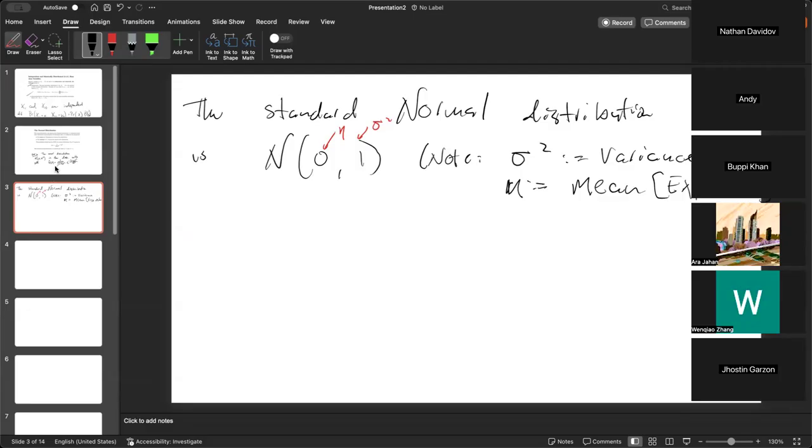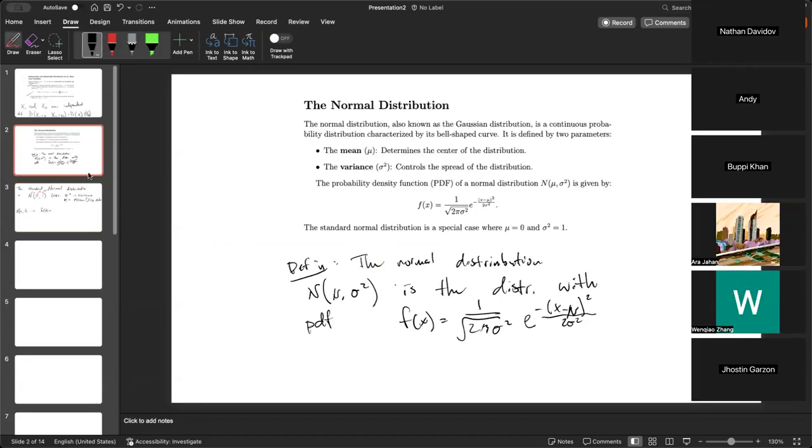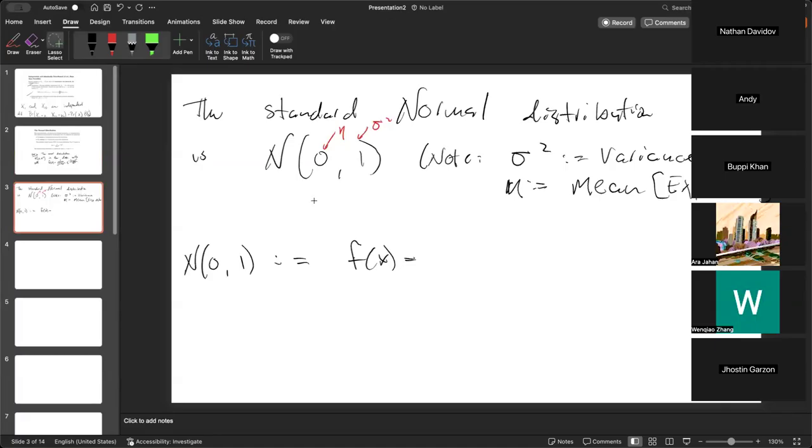So what does this look like? N of 0, 1, the PDF, is defined f of x equals, let's look over here. Just give me a moment to copy and paste this. Oops. Oops. There we go. Ah, that's not what I want. Here we go. I think it would have been faster to just write it.